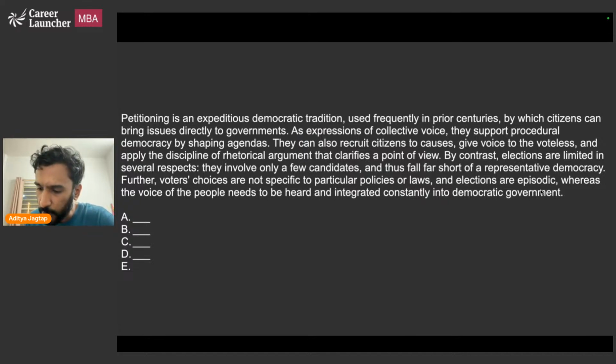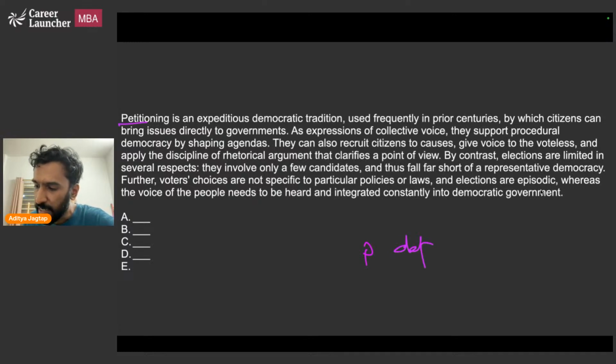The first sentence is talking about petitioning being an expeditious democratic tradition. Suppose we didn't know the meaning of the word expeditious. It means to do something fast. But even if we didn't know the word, petitioning is a democratic tradition which is used frequently in prior centuries by which citizens can bring issues directly to governments. So the first sentence tells us petition is a kind of democratic tradition that brings issues directly to government. So the why of the first sentence is defining what petitions are and what they're supposed to achieve. So defining petitions is the first sentence.